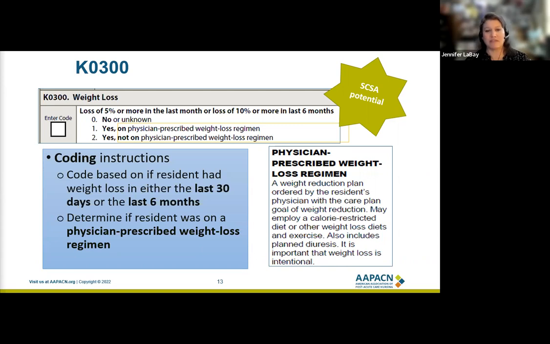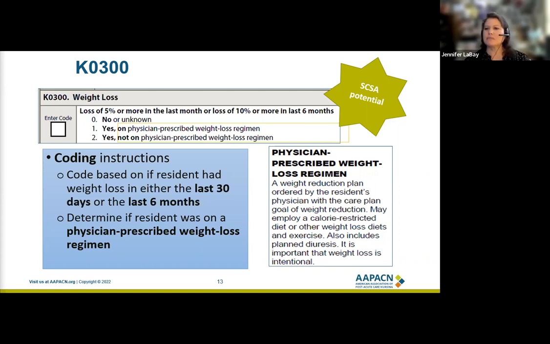So we want to make sure that we have the documentation in there. If this is a planned weight loss, that the physician has documented this. So if we're doing a weight loss for diuresis and we get an order for that diuretic, we may want to add to that, or ask the physician to add to that documentation that weight loss is expected, fluid weight loss is expected. Or if they're going on a calorie reduction diet, that weight loss is expected, and that is the plan.